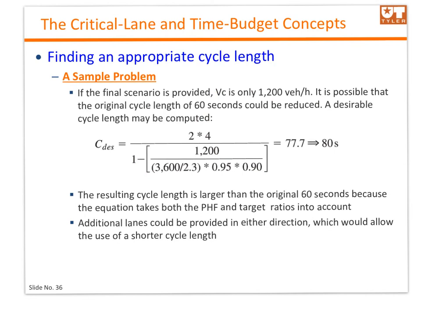Additional lanes could be provided in either direction, more than what we decided. So if we decide that 3 lanes in the east-west and 2 lanes in the north-south are too little, I can increase those lanes, and if I increase the lanes more than what's required, this is going to drop the cycle length quite significantly. So if 80 seconds is too much, I can increase the number of lanes more than what we found, and that would be the solution to decrease the cycle length to less than 80 seconds.